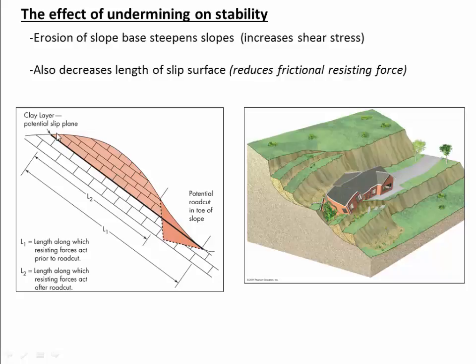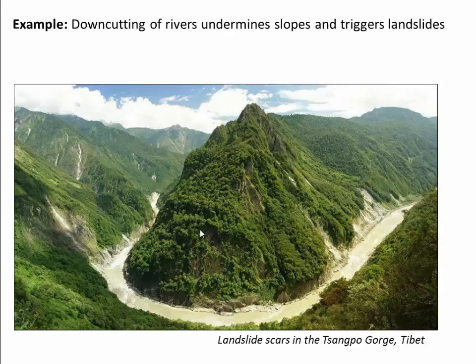Also, we will have reduced the length of the slip surface, okay? And so recall that the total frictional resisting force is proportional to the length of this surface. So if we undermine it and we reduce the length, we're reducing the frictional resisting force, which may make it more likely to then fail. So that's pretty classic, that undermining is really an important precondition to failure in many different environments.